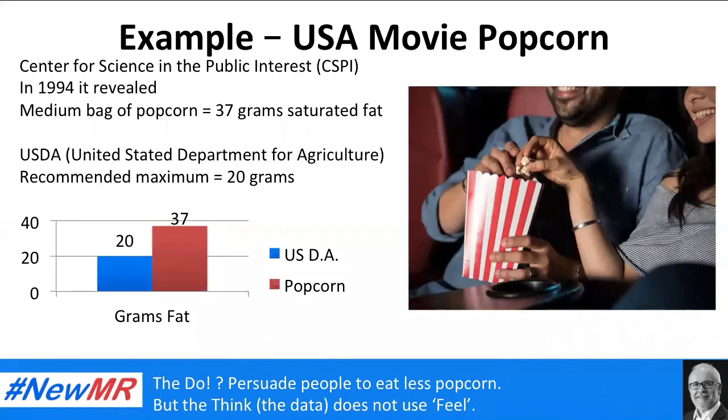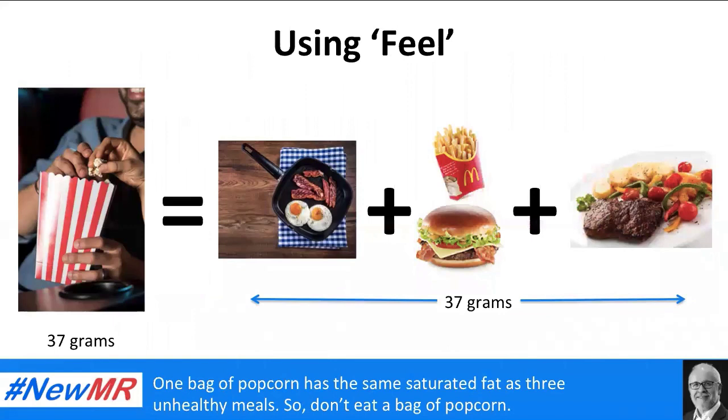So what they did was they called a press conference, they got a table ready in front of the journalists, and they said one container, one medium-sized bag of popcorn has got the same amount of saturated fat as a fried breakfast, a McDonald's lunch, and a steak dinner. That is what we mean when we're talking about an emotional message.